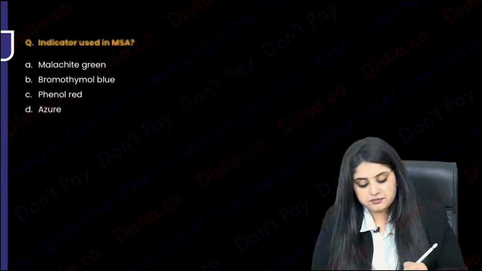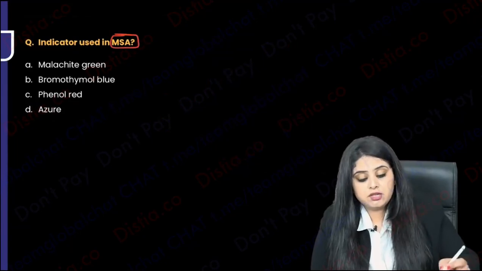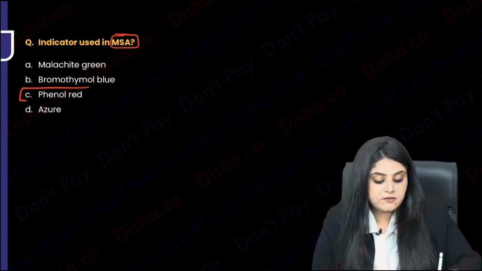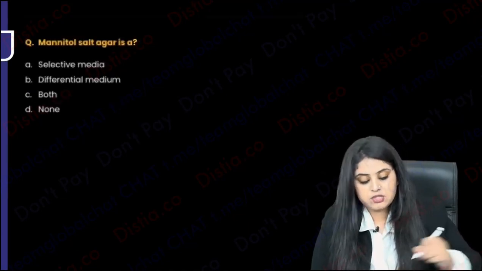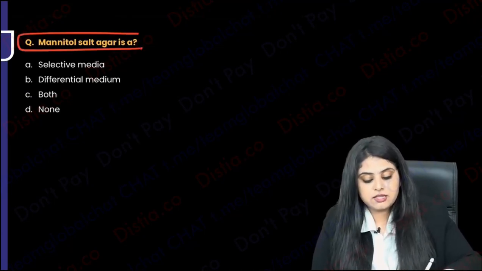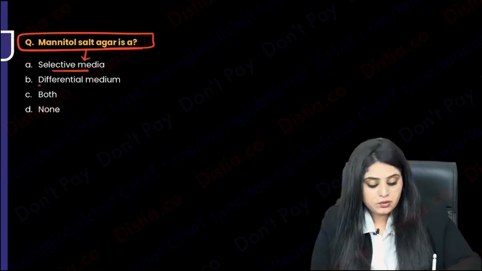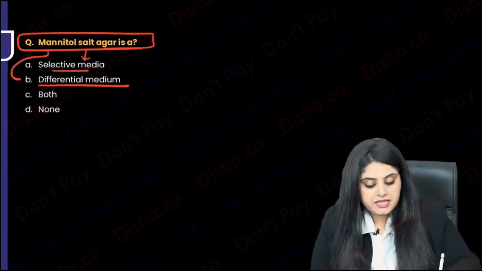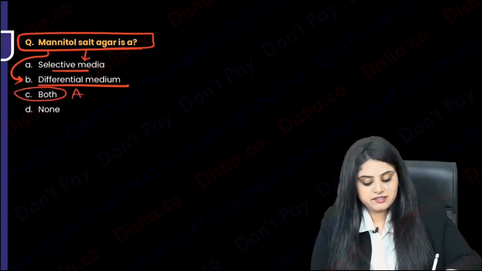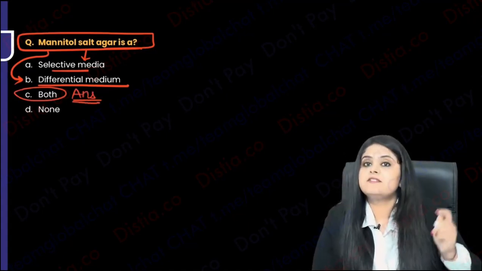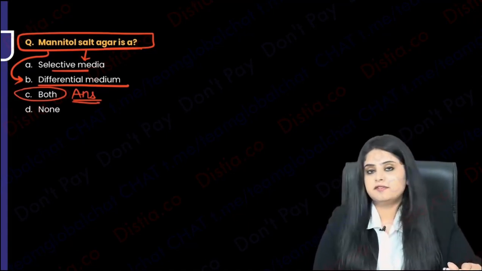Coming on to the next one. Indicator for mannitol salt agar. I told you this is going to come as a previous year question. Indicator for mannitol salt agar is phenol red. Simple one-liner. And coming to the last question now. What is mannitol salt agar? Firstly, is it a selective media? Yes, salt makes it selective. Is it also a differential media? Yes, because mannitol makes it differential, fermentation is there or not. So what is it? The answer is both. It is both selective and differential media, and that is definitely the last part of Staphylococcus.